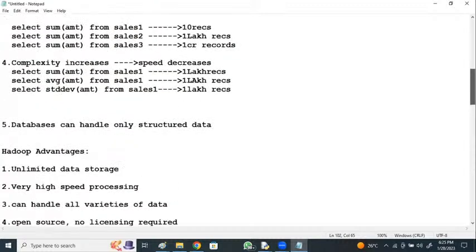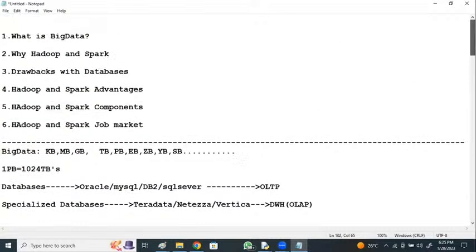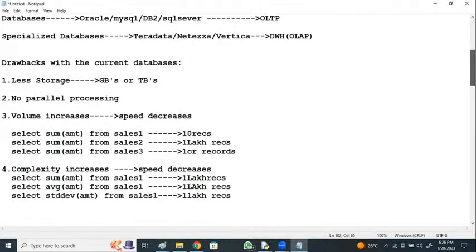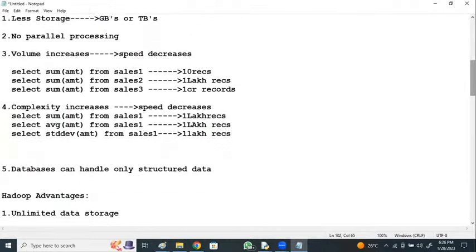Yes, understood, right? What is Hadoop, why Hadoop, the drawbacks with the databases, the Hadoop advantages, right? And today, if you see, most of the applications generate huge data that is to be stored and processed, and these big data tools are mostly preferred, right? Yes.